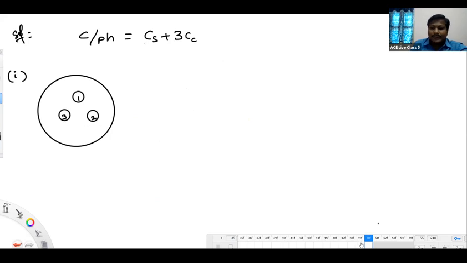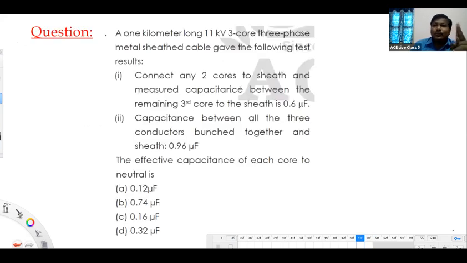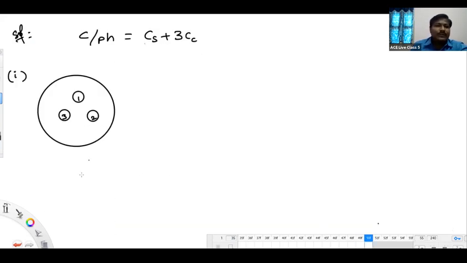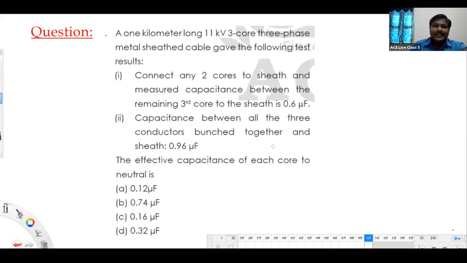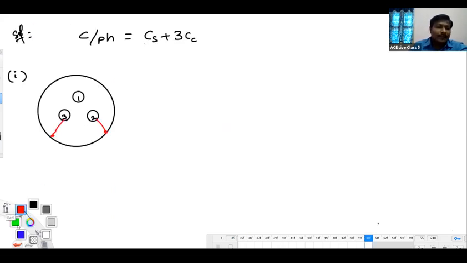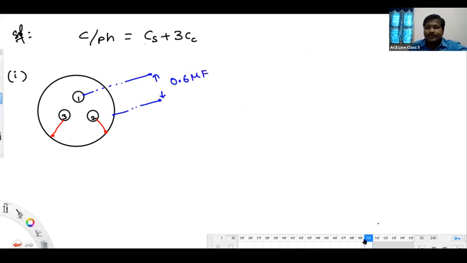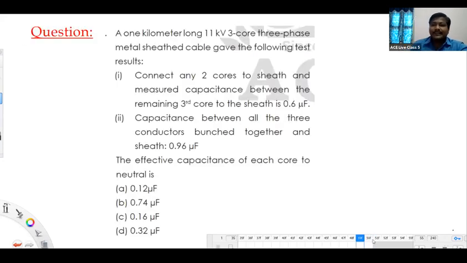What is it saying here? Connect any two cores to sheet. Any two cores means maybe 2 and 3, you select if you want. 2 and 3 I will be joining to sheet. And you have to measure the capacitance between the remaining third core and sheet. Remaining third core is number 1, no? So between number 1 and sheet, we have to measure this capacitance, and he said that number already: 0.6 microfarads.